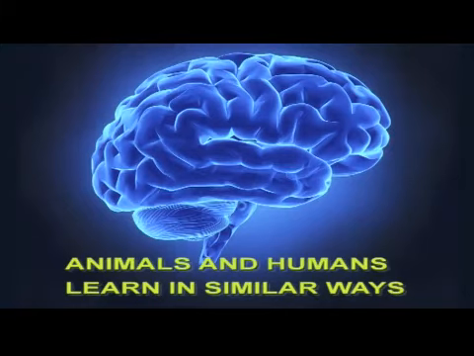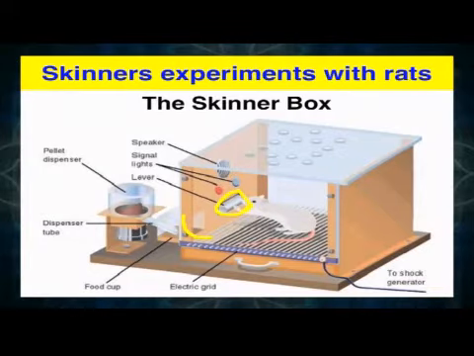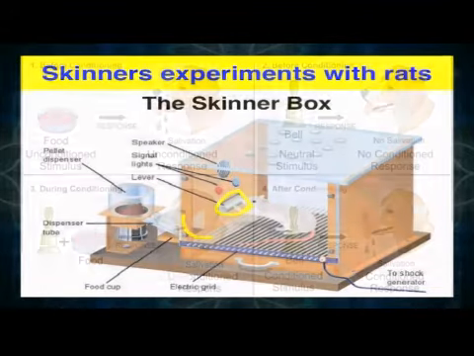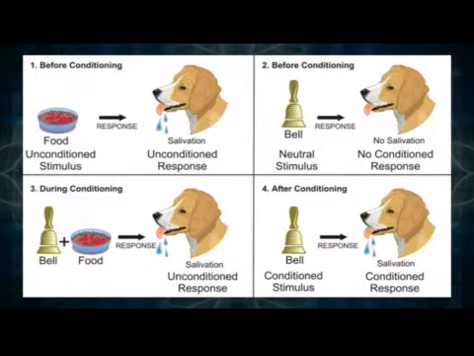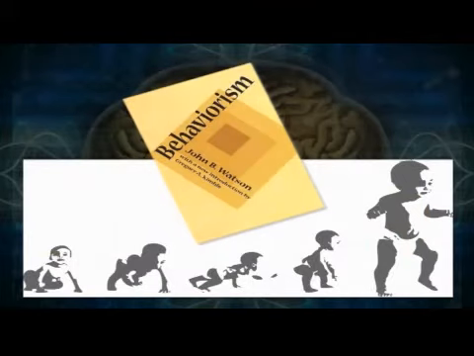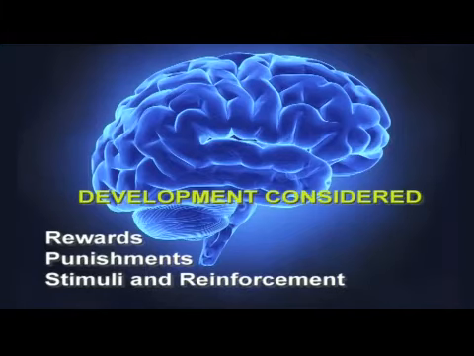Animals and humans learn in similar ways. Behaviorists conducted their experiments using animals because they believed the study of animals could explain human learning behavior. Behavioral child development theories deal only with observable behaviors. Here, development is considered a reaction to rewards, punishments, stimuli, and reinforcement.